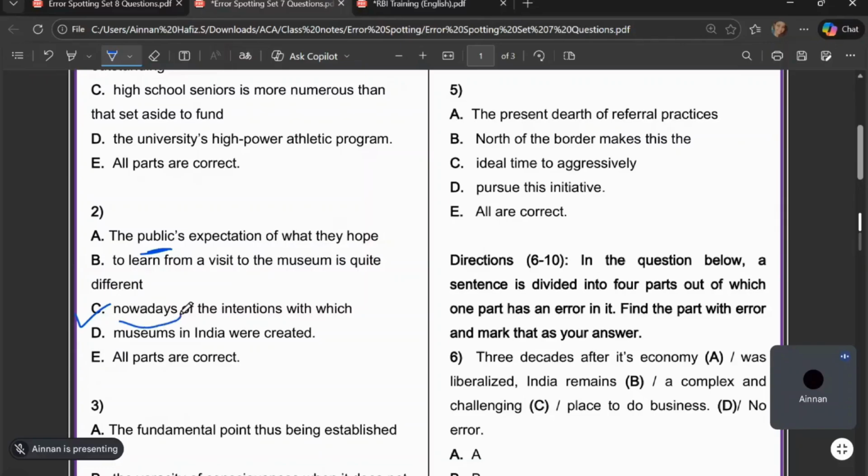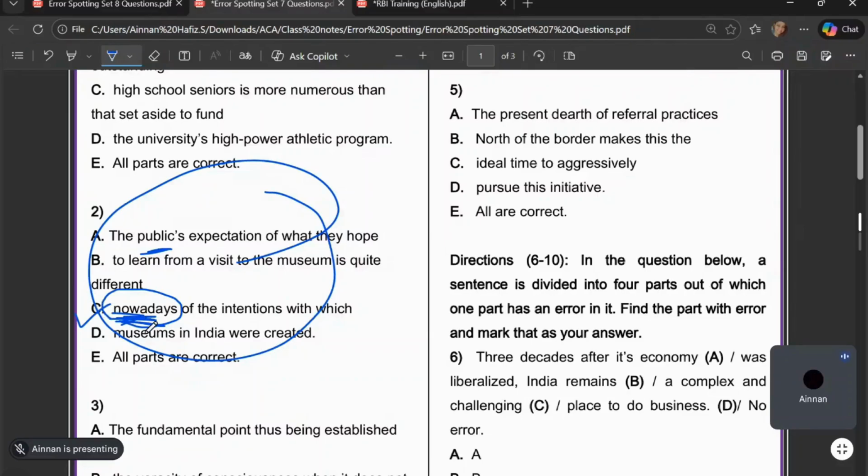The error is here. You just have to eliminate this word, nowadays. The public's expectation of what they hope to learn from a visit to the museum is quite different of the intentions with which. Here they have not used any tense, but they're telling you nowadays. So nowadays it can either be in the past tense, or in the future tense, or in the present tense. It's mixed. So what we do is we eliminate that. Yeah, so that's the error in C.